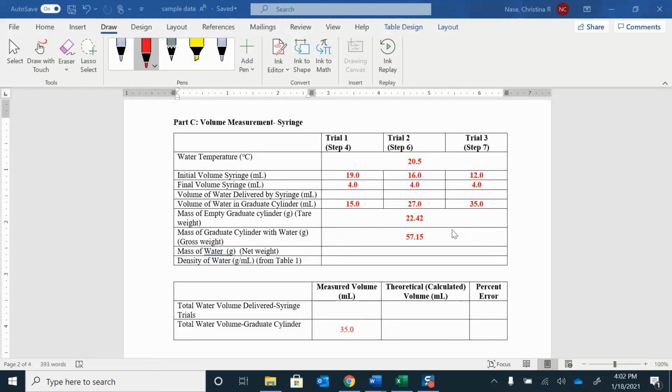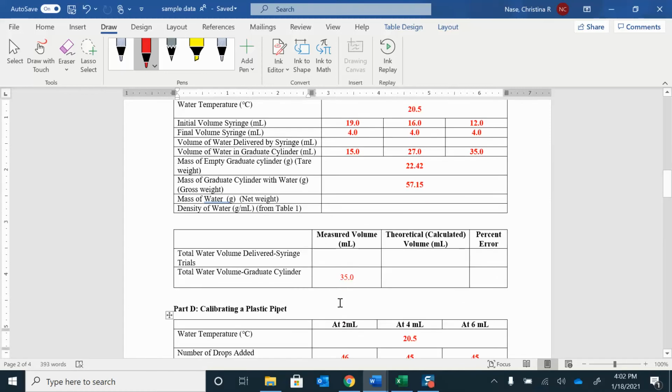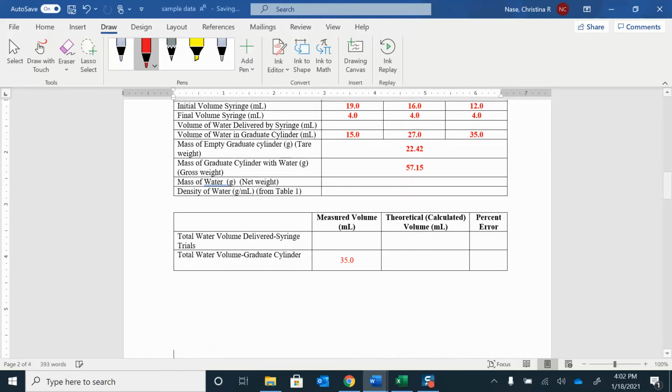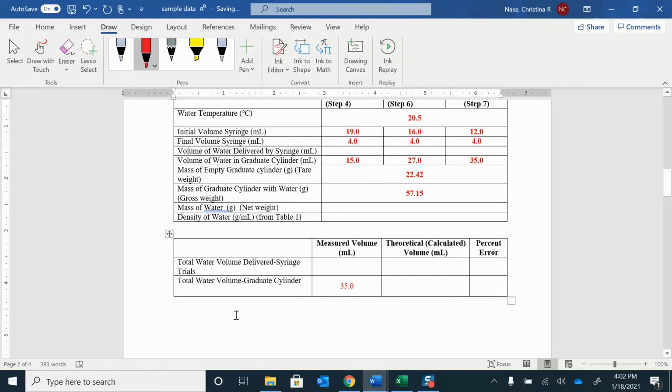So the first set of calculations that you really have to do here is just a set of subtractions. So if I had 19 minus 4, that should give you 15. So here I'm going to type 15. And then in trial 2, I had 16 minus 4. That gets you 12. Put 12 here. And then 12 minus 4, that's going to give me 8. Oops, 8. All right, so I have my new volumes there.